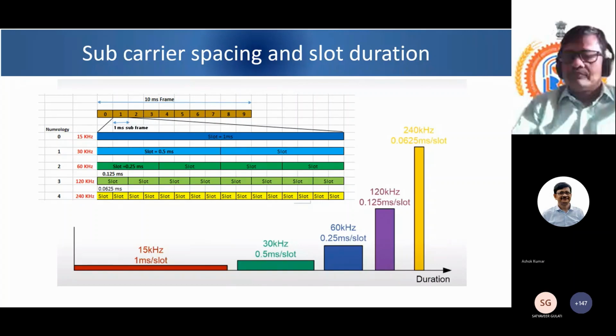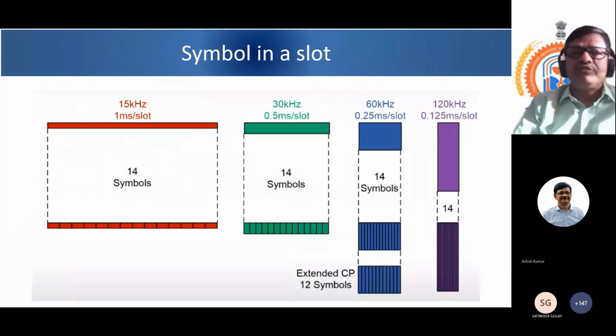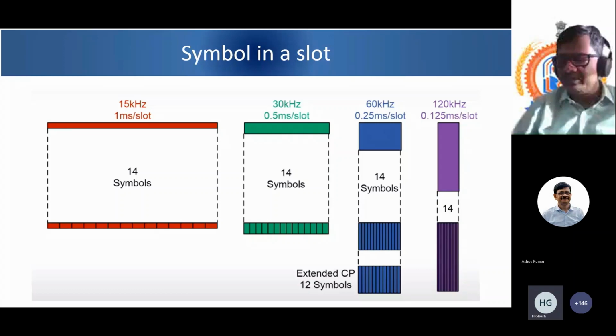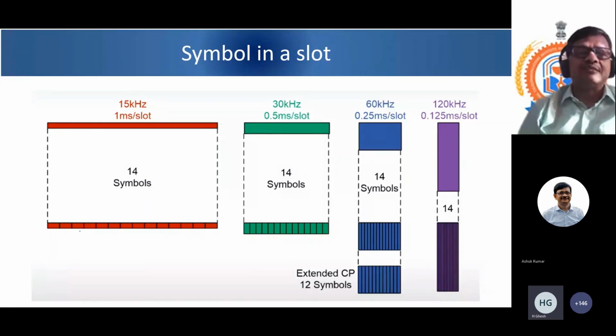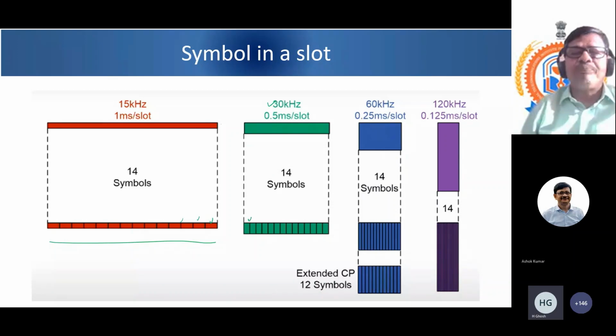Okay. Now let's visualize it, the same thing in a visual. So with 15 kilohertz, in my frequency size here, the x-axis is time. So just see 14 symbols. If I have 30 kilohertz, I'm able to pack more symbols in half the duration, and so on. See that your frequency domain is increasing and your time domain is decreasing as you go higher in numerology.